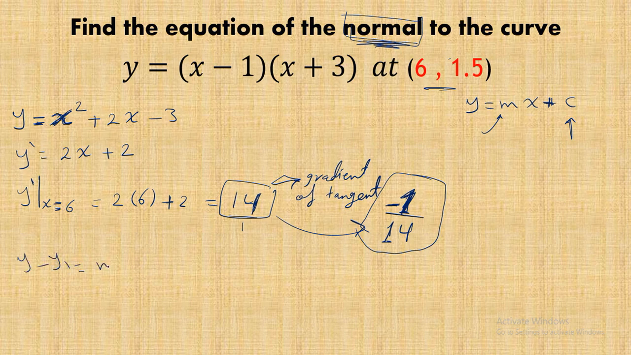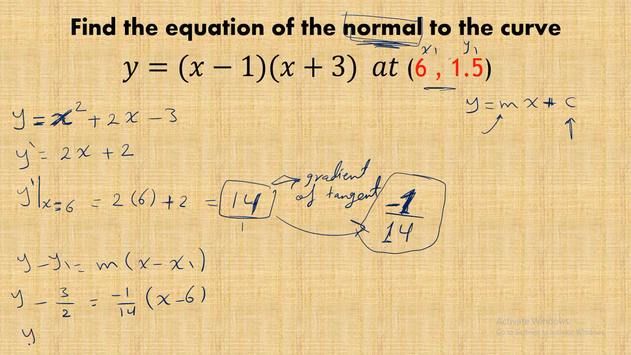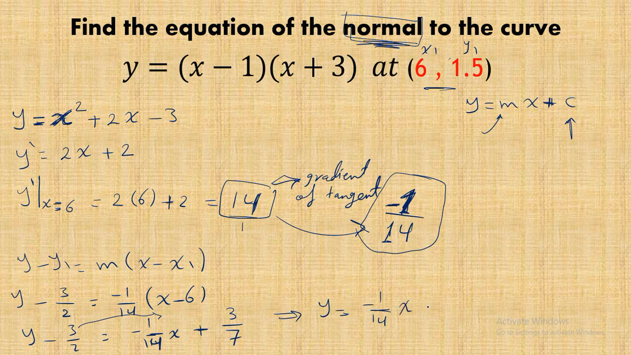Y minus y1 equals m multiplied by x minus x1. Here it's x1 and y1. It will be 3 over 2 equals negative 1 over 14 times x minus 6. Simplify. Y minus 3 over 2 equals negative 1 over 14 x plus, using the calculator, it will be 3 over 7. Negative, negative, positive, so 6 multiplied by 1 over 14 is 3 over 7. We'll move this part to the other side, so it will be y equals negative 1 over 14 x plus, we'll add 3 over 7 plus 3 over 2 using the calculator.